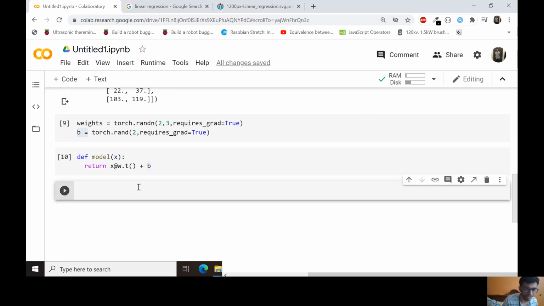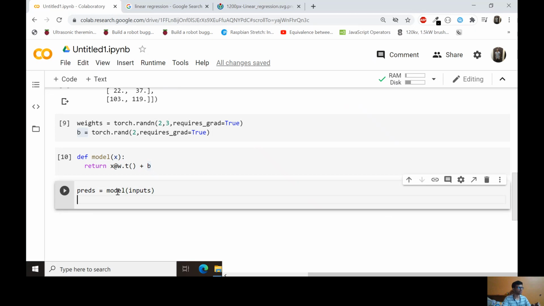The maths can be pretty confusing, trust me, but this is the only way I can help you understand this. So if you want to see in real time how it will look, it's the model with inputs.